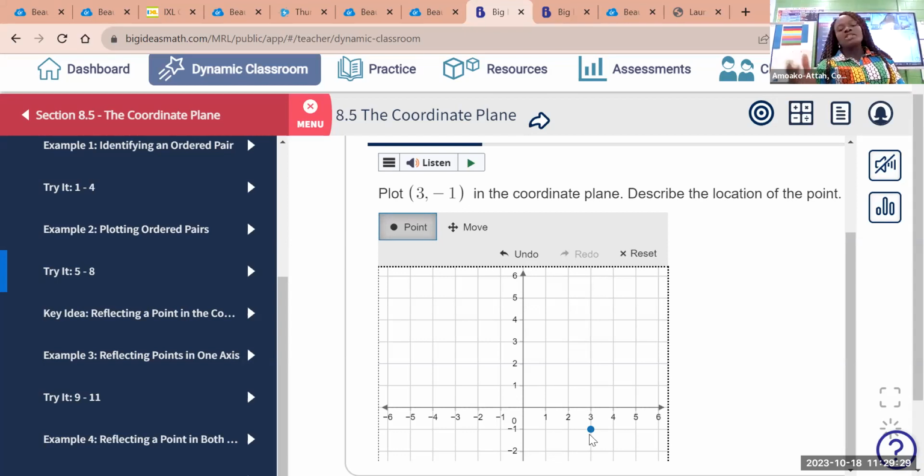And the location is where? Which quadrant can you find this in? This can be found in quadrant 4. Quadrant 4 is when the x is positive and the y is negative. Good. Let's move to the next problem.